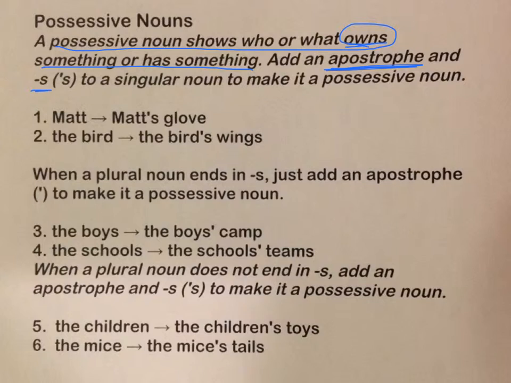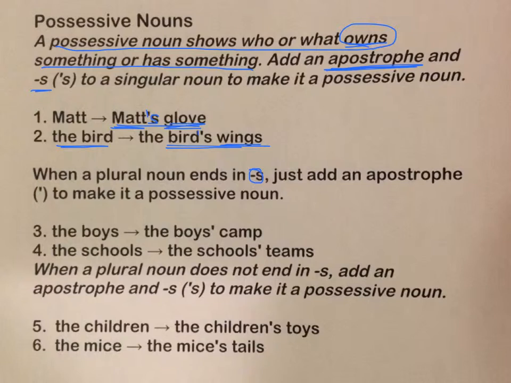Alright, so you might have Matt, single Matt, just one guy, his name's Matt, he has a glove. If you want to say that's his glove, you put the apostrophe and an S. So you have Matt's glove. Just like the bird, it's a single one. If you want to talk about the bird's wings, you say bird, apostrophe S, wings. The bird's wings.